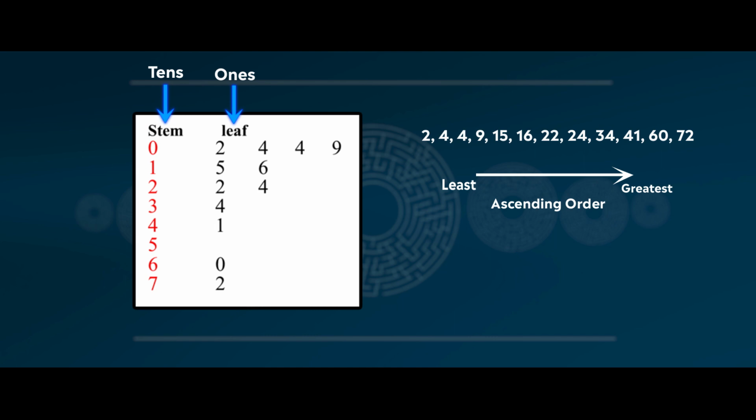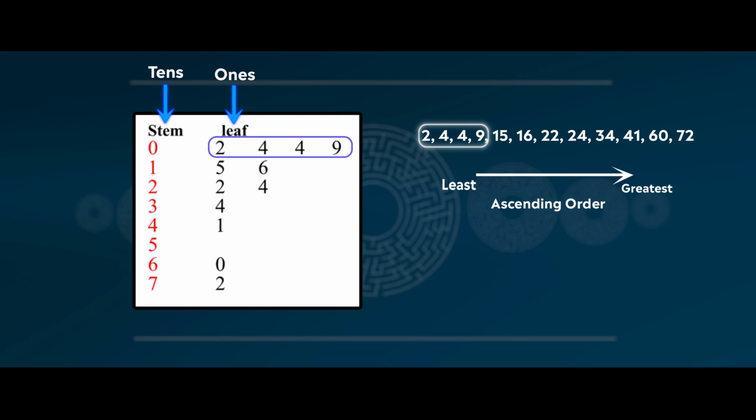So in the first one, the 0 tens, the numbers we have are 2, 4, 4, and 9. So in 0, we will write the numbers from 0 to 9. In the 1 ten, we will write the numbers from 10 till 19. In 2 tens, you will write from 20 to 29, and third, 30 to 39, fourth, 40 to 49, 50 to 59, and in a similar way the other numbers.